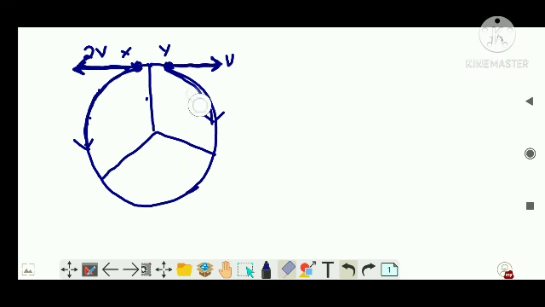So when y is covering one part, x would have covered double the part of it, right? Now at this point, both x and y again undergo collision. X is meeting here and y is meeting here. Now x will have the velocity of y, that is v. I hope you understood which is the direction of velocity of y. It is in this direction.